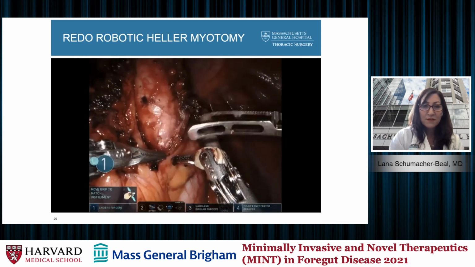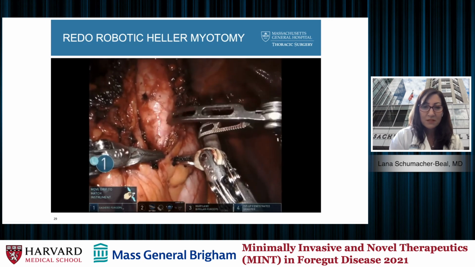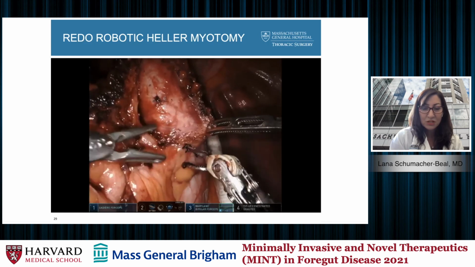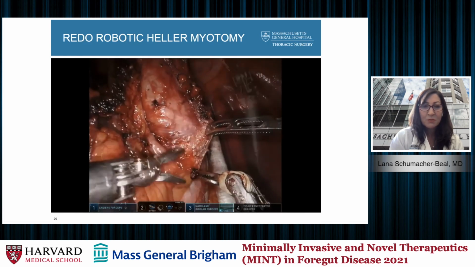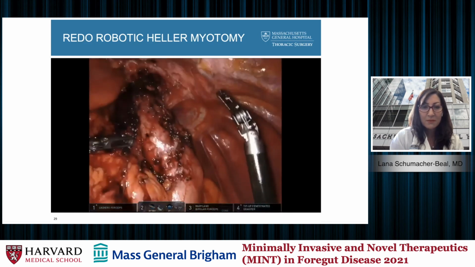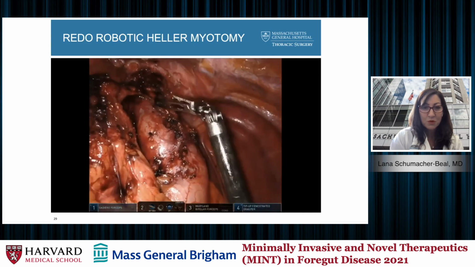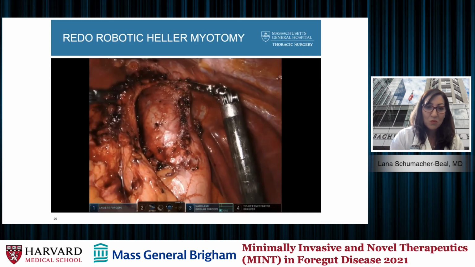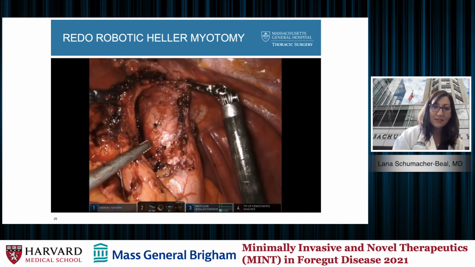So we just use a video to show the benefits of sometimes having enhanced visualization and wristed instruments in challenging cases, and performing a long myotomy, then scoping the patient at this point, and ensuring that that's nice and wide open, and then checking for leaks.